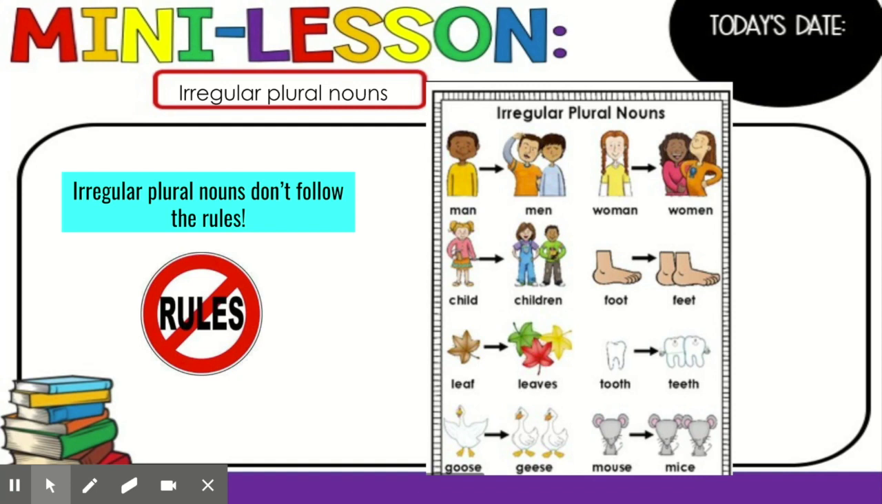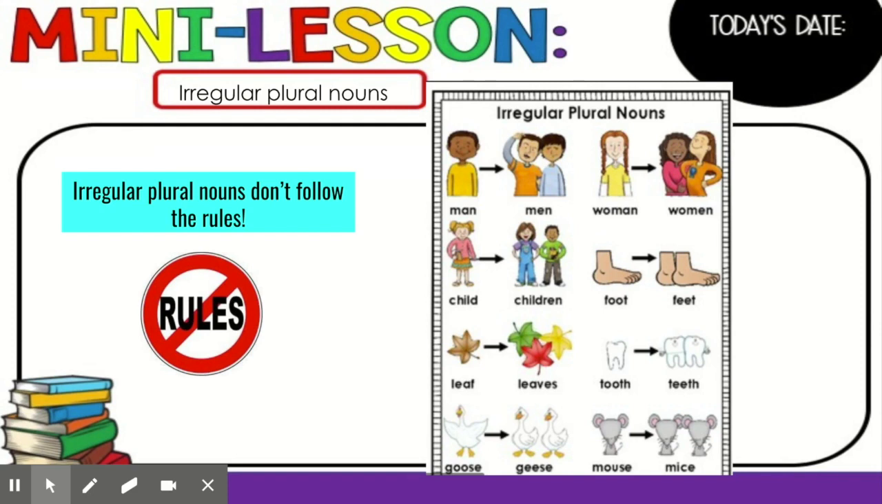For example, in the picture shown, if we wanted to turn the noun man into a plural noun, we would change man into men. Now notice how the entire word changed. We didn't add an S or an ES. We changed that whole word. So let's look at another example.